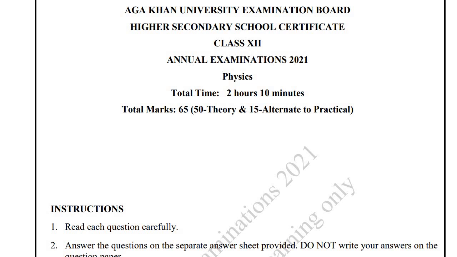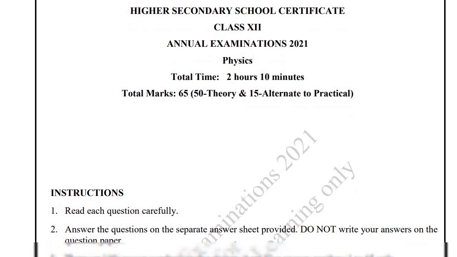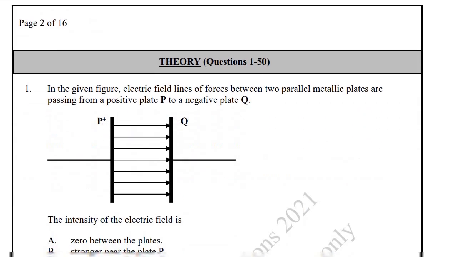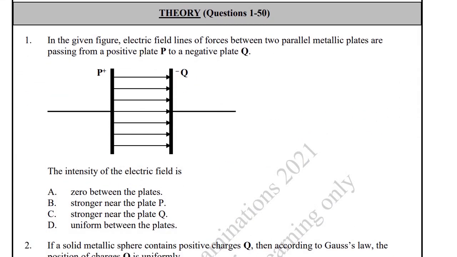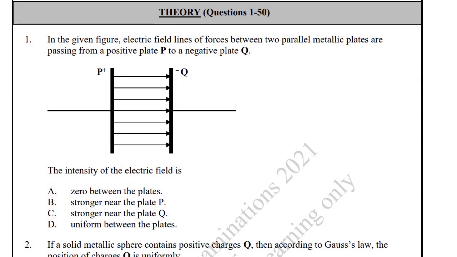Hello and welcome. Today in this video lecture we are going to solve Khan University Examination Board Class 12 Annual Examination 2021 Physics Paper 1 and ETP exam paper. So let's quickly come to our first question of this year 2021. In this paper we have 50 questions from the theory part and remaining 15 questions from our ATP exam paper.